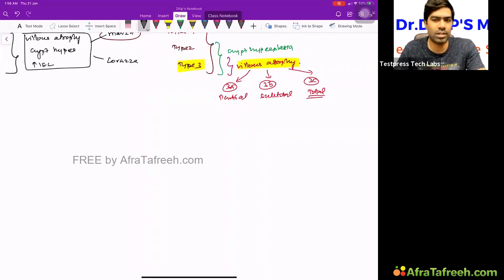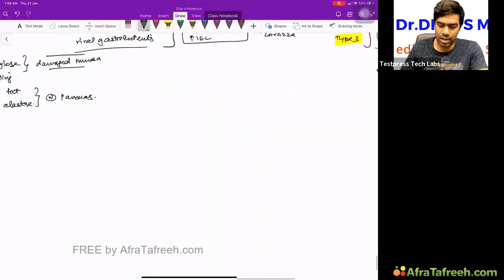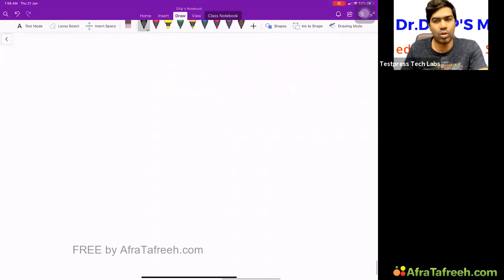If you have a partial, that's type 3A. If you have a subtotal villus atrophy, it's type 3B. And if you have a total villus atrophy, it is type 3C. So this is the Marsh classification. And you have another classification, only the name is important. It's called the Corazza classification system.